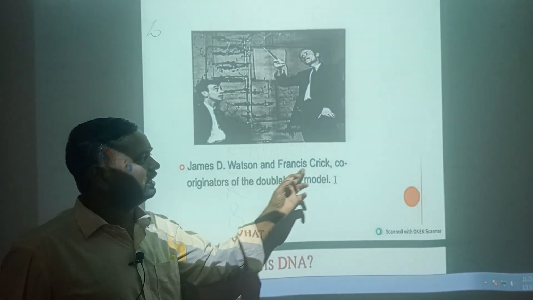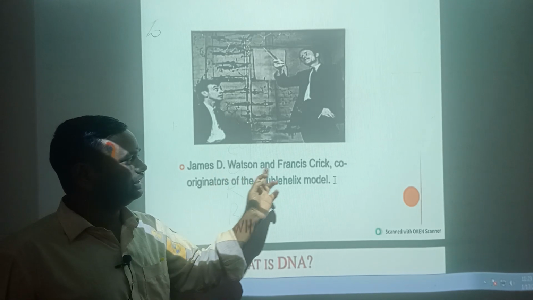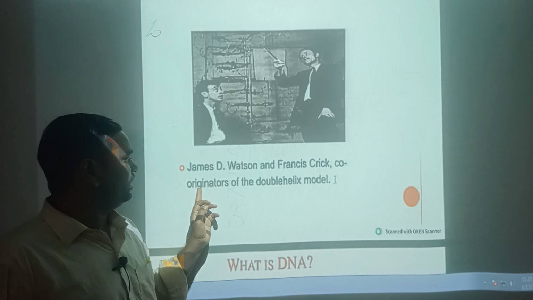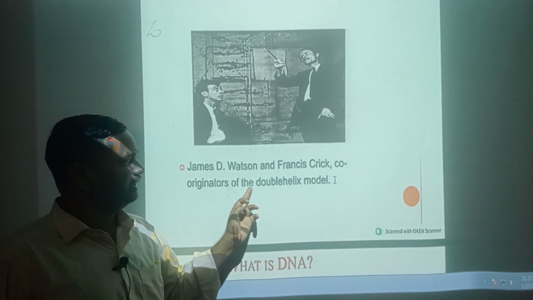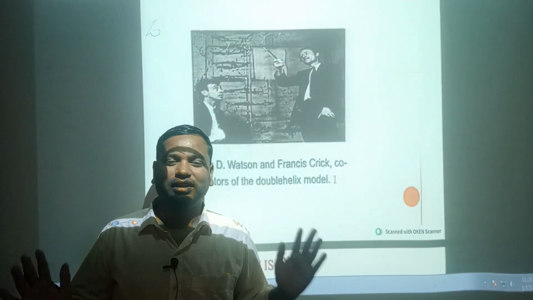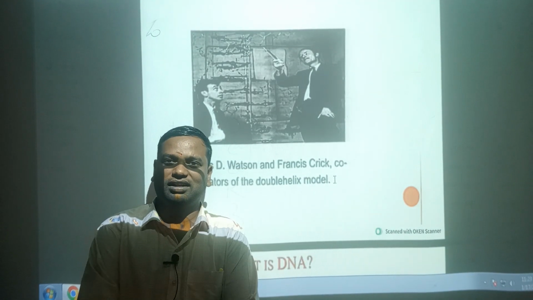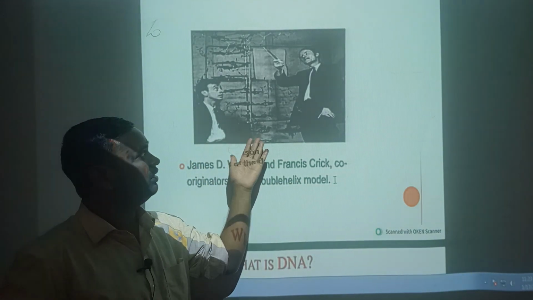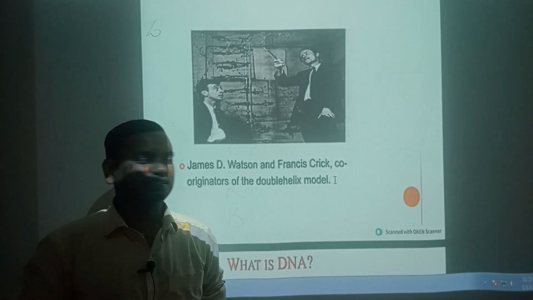James D. Watson and Francis Crick were the co-originators of the double helix model. The DNA has a double helix structure. For this research they received the Nobel Prize.